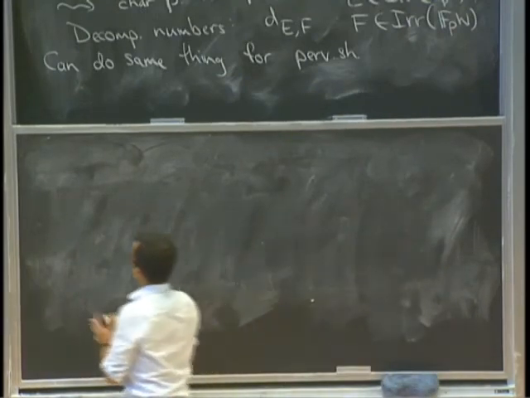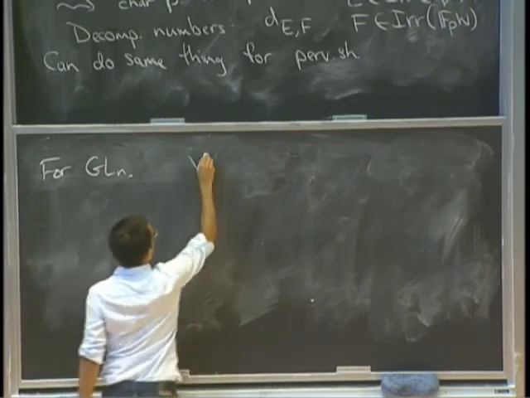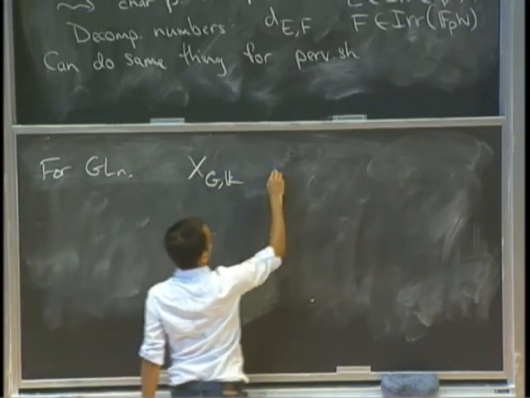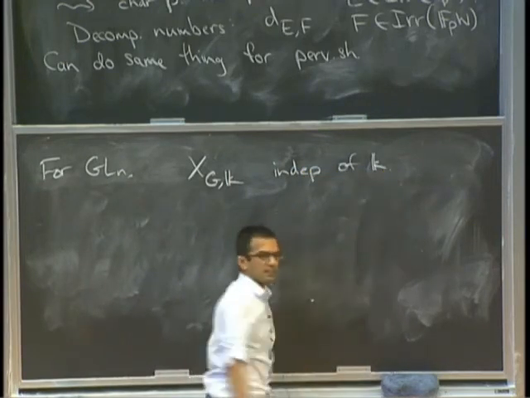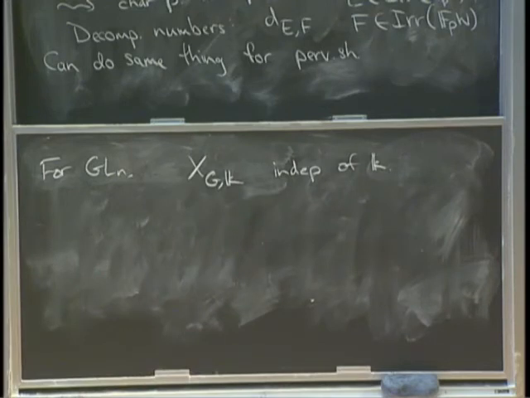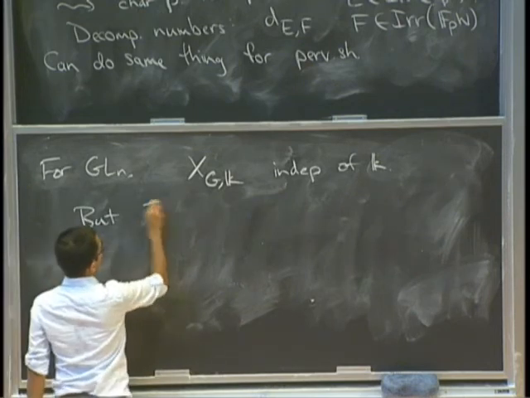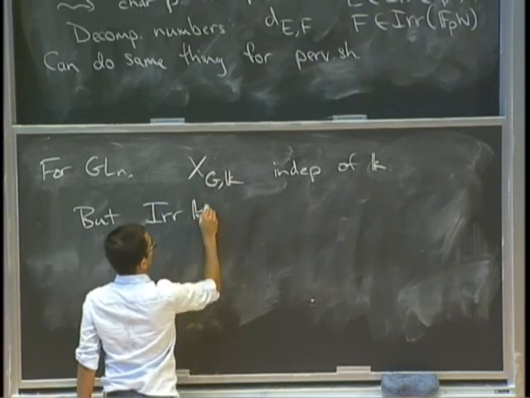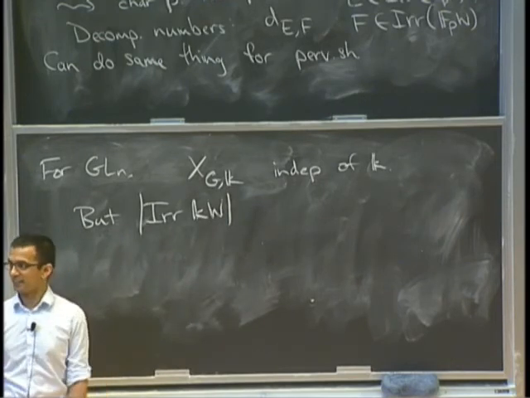For GL_N, the set X_G,K is independent of K, because all the A groups are trivial. There are no non-trivial local systems in any characteristic, so X_G,K is just a set of unipotent or nilpotent orbits, and that doesn't change. So it's independent of K, but the size of the set of irreducible representations is, of course, very dependent on K.